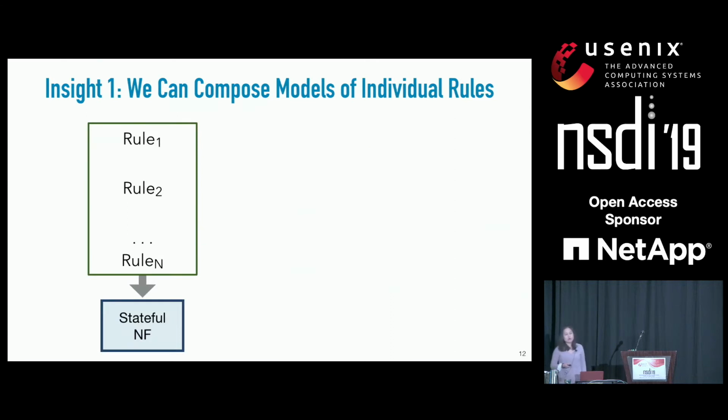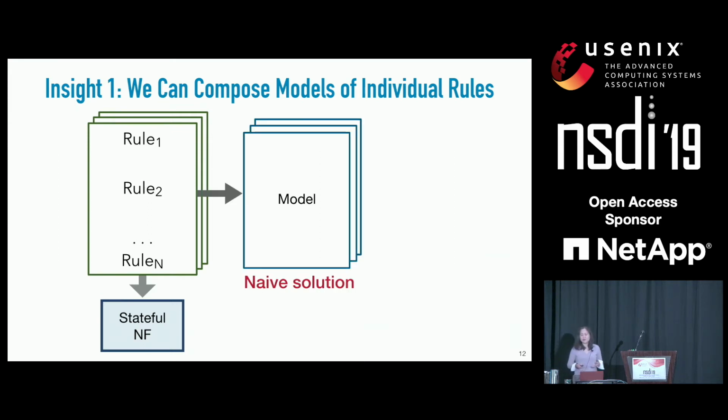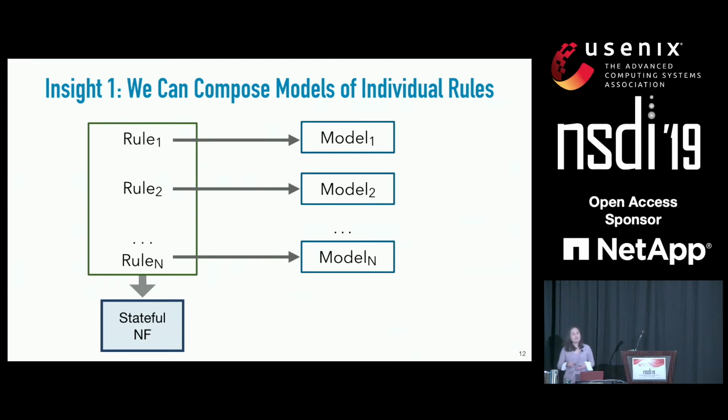To motivate our own approach, I'll use the naive solution. Suppose the config is composed of n rules. There are essentially 2 to the n possible configurations. A naive solution would say, why not enumerate the model, getting the model for every possible configuration, which is clearly infeasible.